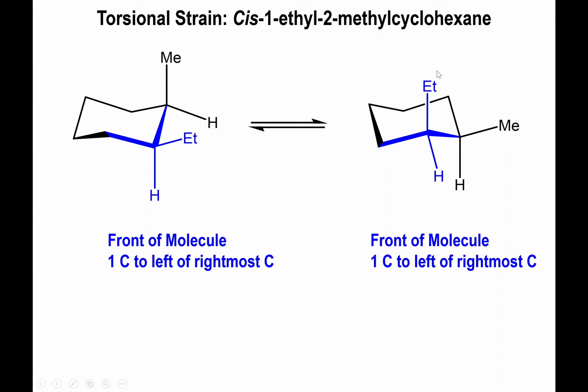Now, ultimately what this means is that groups that used to be axial in the original conformer, so the methyl group and the blue hydrogen, they are now equatorial. And the groups that used to be equatorial in the original structure, so the black hydrogen and the blue ethyl, they are now axial. Blue ethyl is axial, black hydrogen is axial. And this is the overall outcome of the conformational change of the molecule.